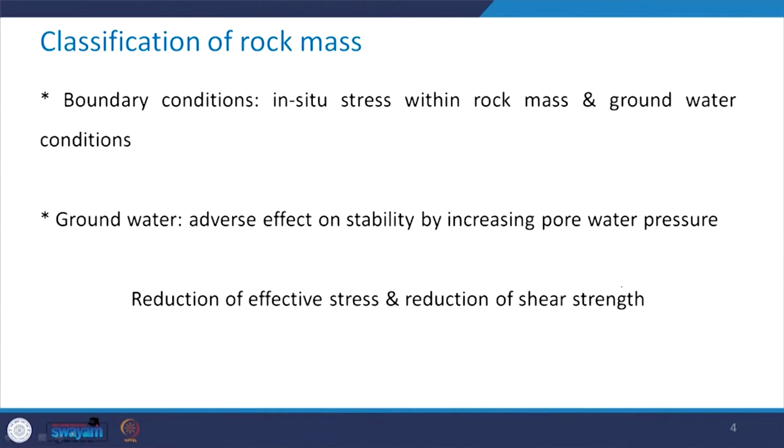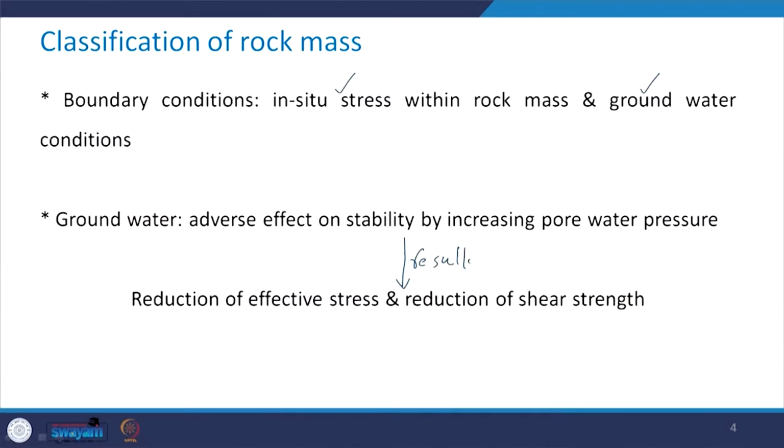Coming to the third category, which is used mainly for the classification of the rock mass, it includes boundary conditions. This has in situ stresses within the rock mass and groundwater conditions. So, in situ stresses and groundwater conditions define the boundary conditions for a rock mass. As far as groundwater is concerned, it has an adverse effect on the stability. Why? Because when the groundwater is present, that increases the pore water pressure, which results in the reduction of effective stress and therefore the reduction of shear strength.